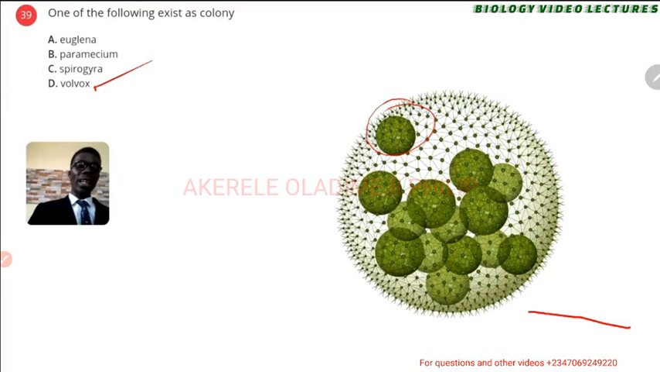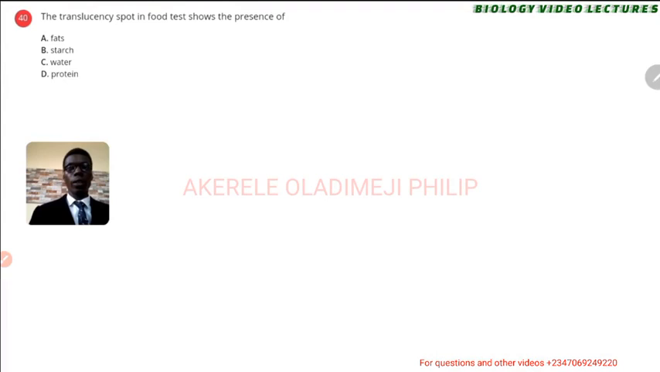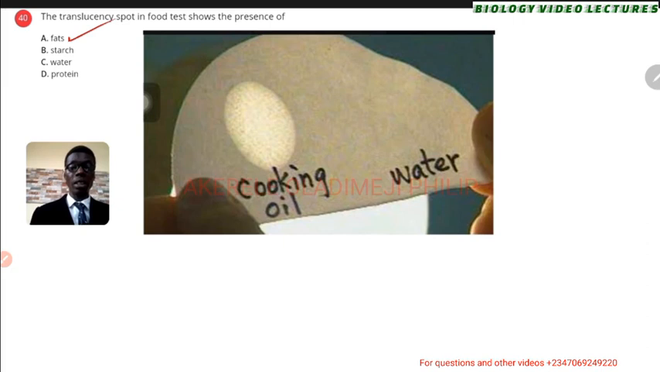Volvox. The translucency in a food test shows the presence of fat. Now, let me show you why it is fat. Check this out. You can actually do this by yourself at home, please. Get some groundnut oil, or a normal groundnut, so to say. Just crush it on a white paper. Then when you crush, you're going to see something that looks like this on that paper.